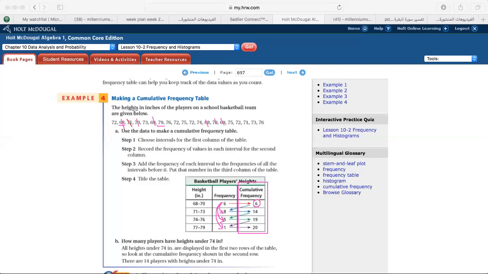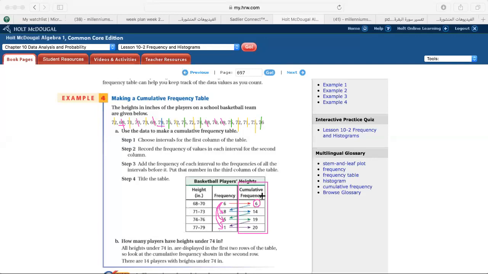From 71 to 73, let me choose another color so I can differentiate. 71. 1, 2, 3, 4, 5, 6, 7, 8. Okay, from 74 to 76, 1, 2, 3, 4, 5. From 77 to 79, I have only this one, so I'm going to write 1. Then do the cumulative frequency.